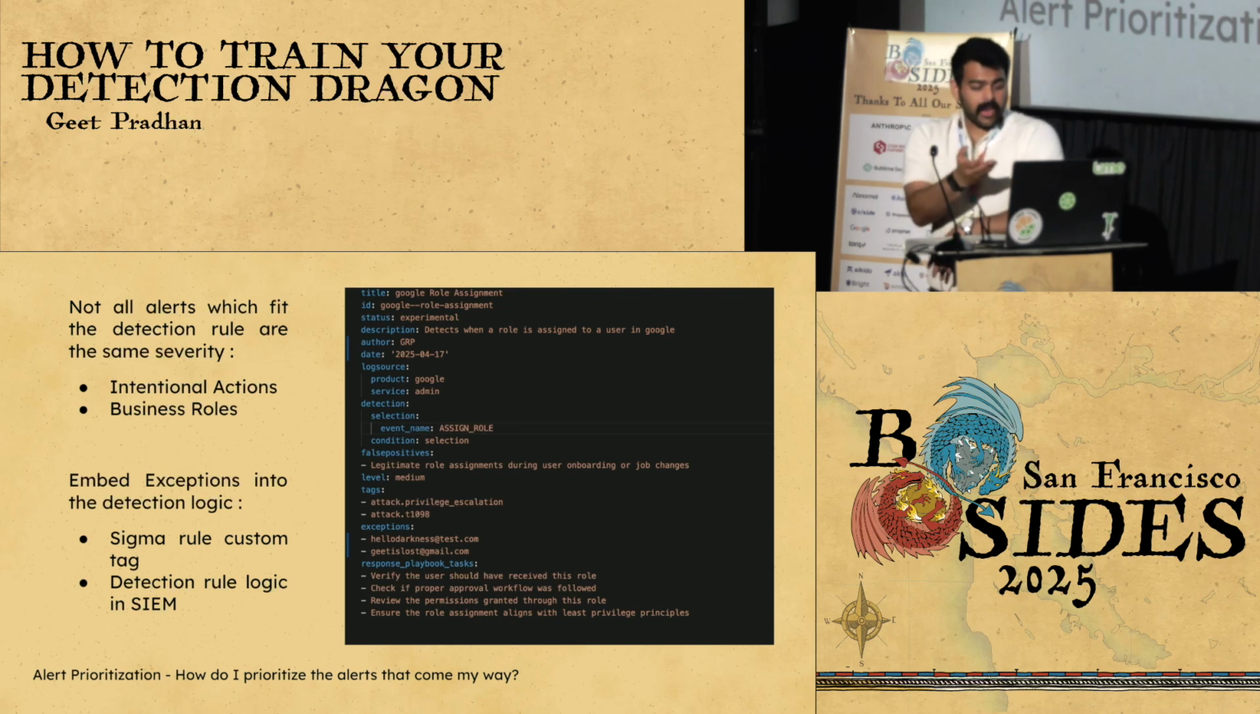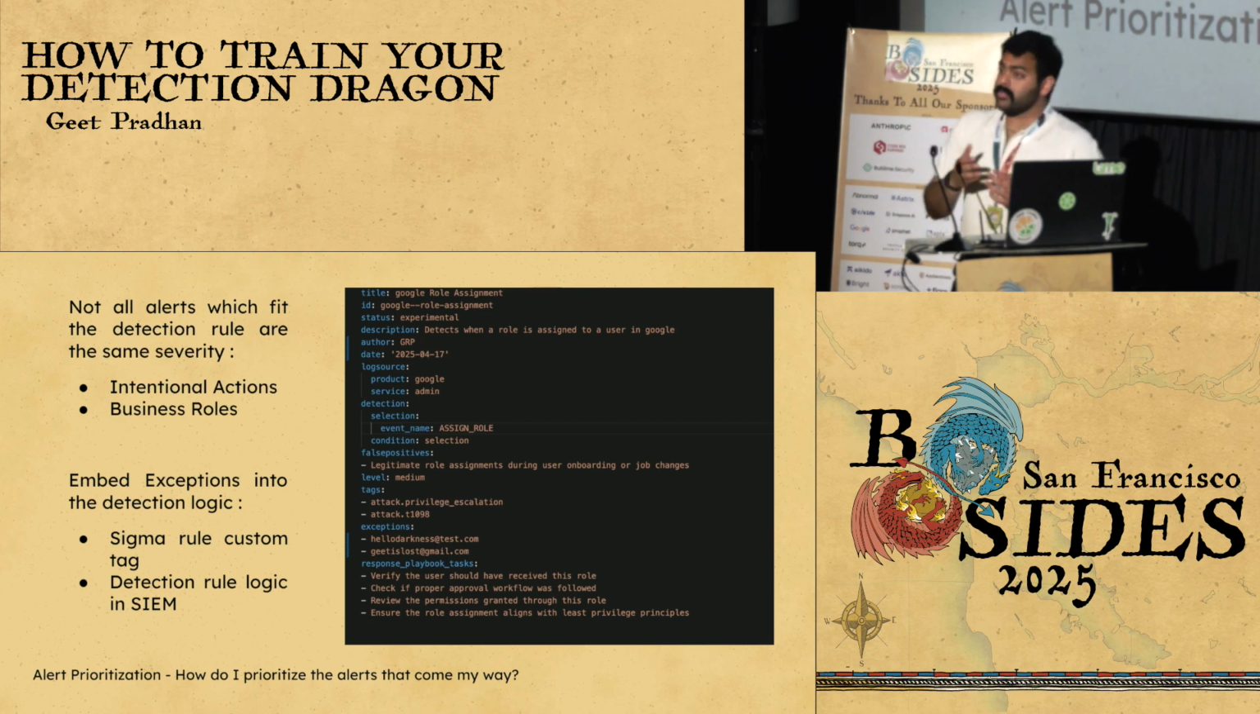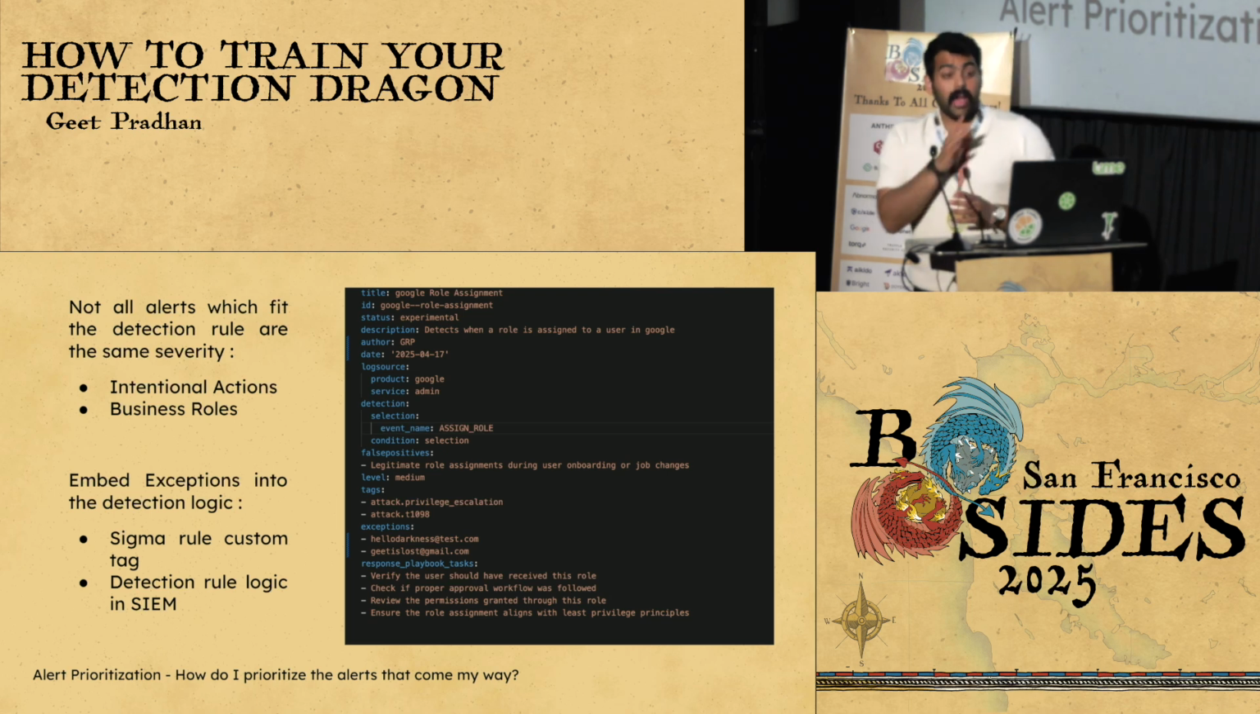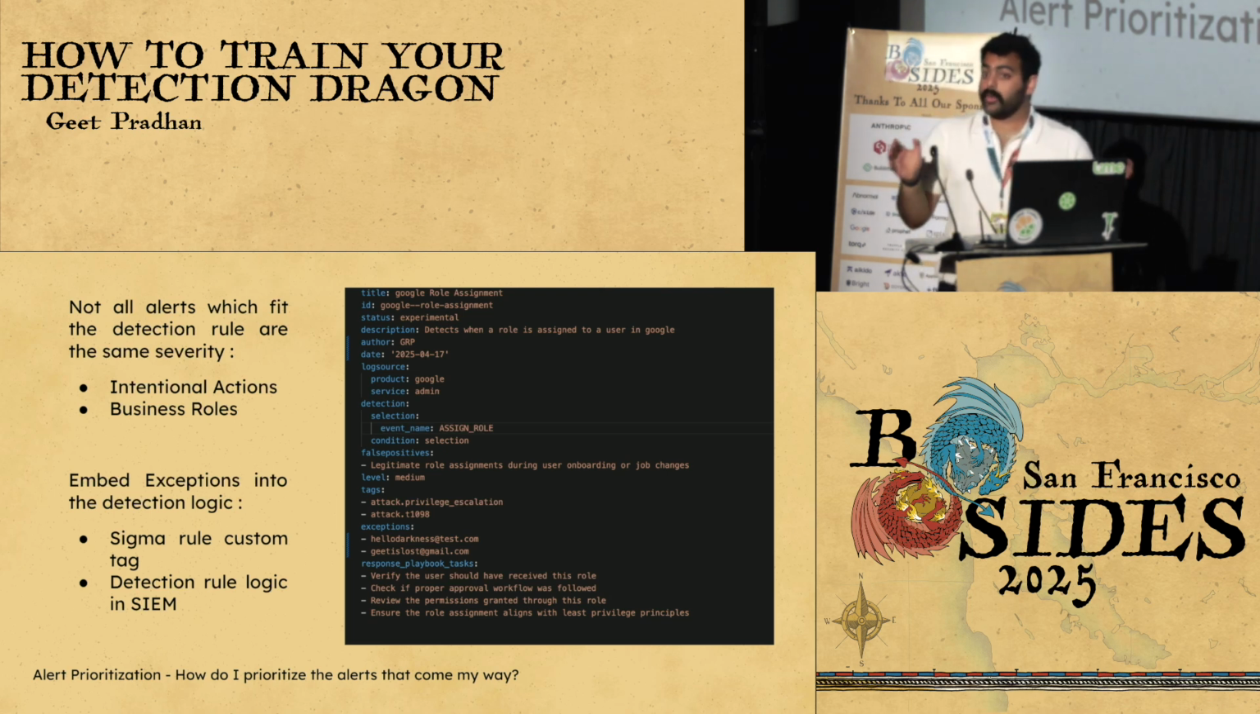Now, in this case, Hello Darkness is a Google admin, right? The Google admin is supposed to assign a role. If you look at this event name, supposed to assign a role. This is an intentional action, right? The business decides that Hello Darkness and Geet are individuals who require this particular task. Now, I'm not saying this action is not weird, right? It is weird if they don't do it.